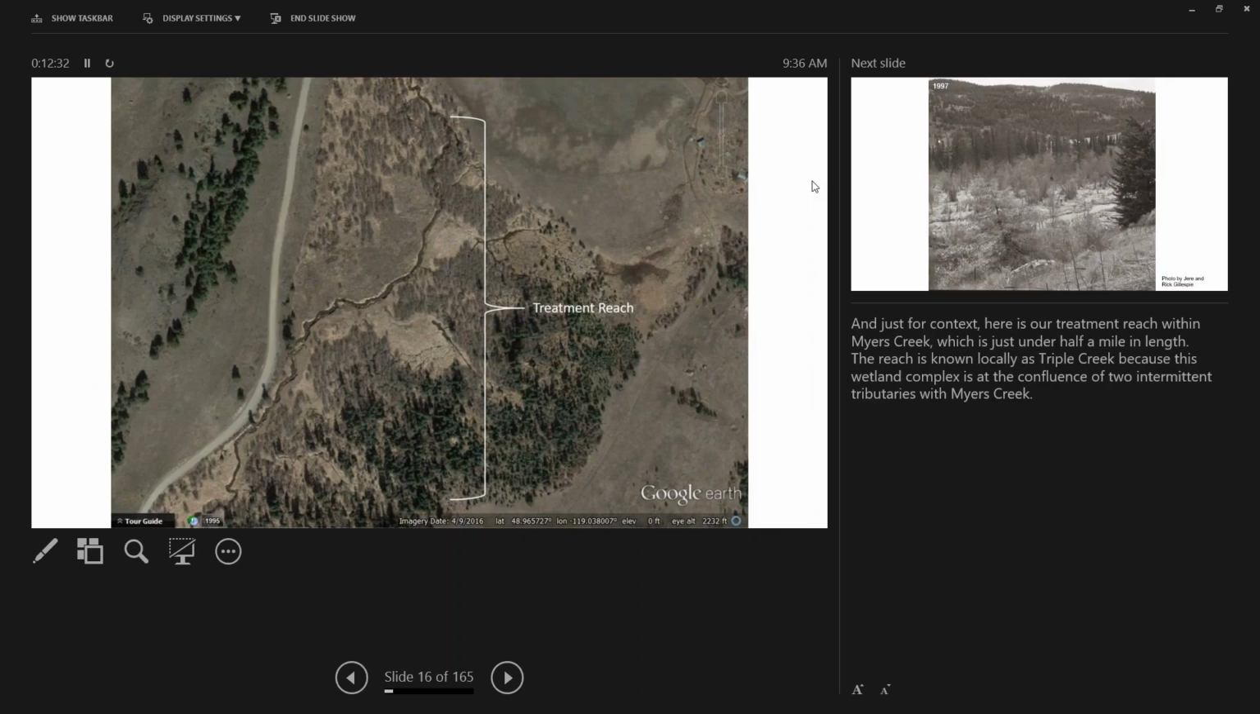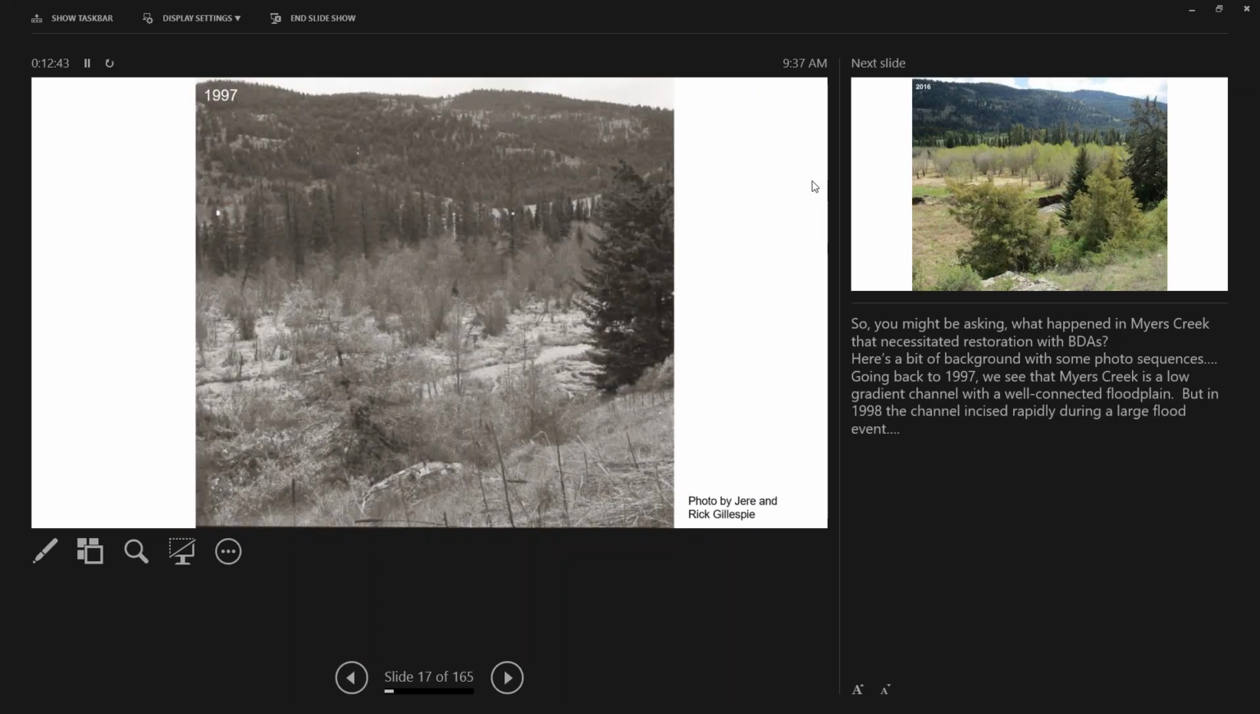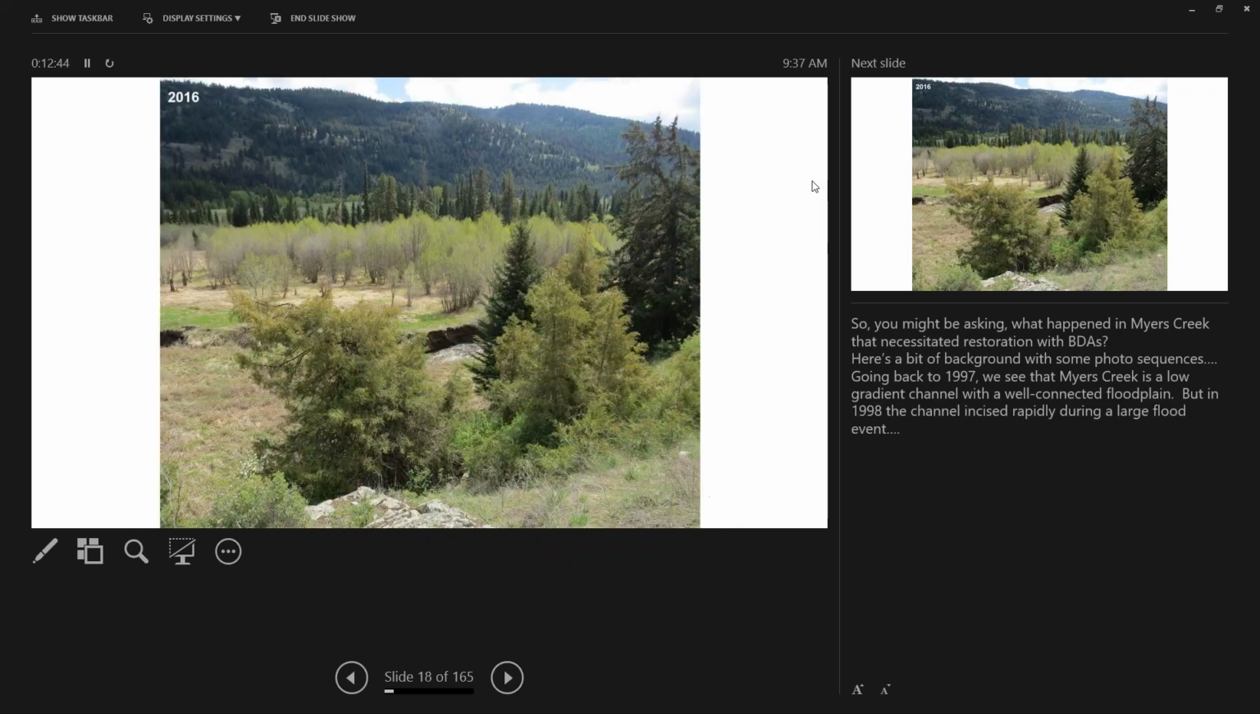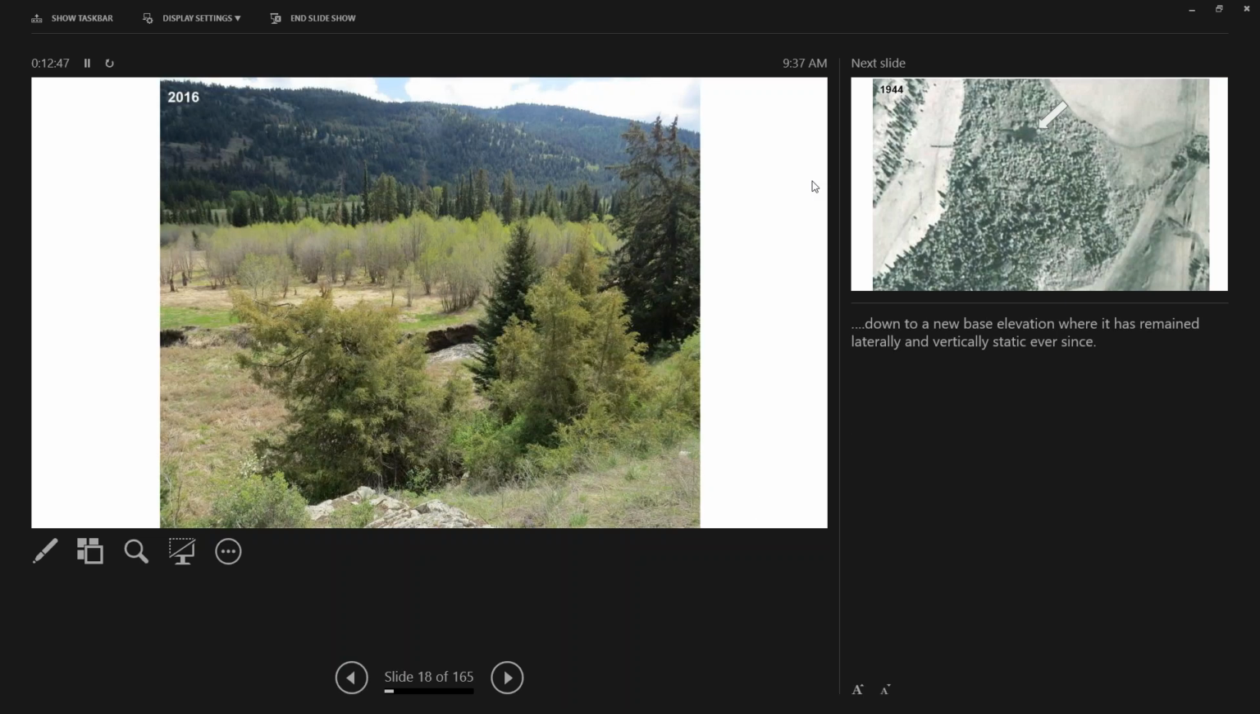Here's our treatment reach. When we started our project, we were working with 1,800 feet of stream. We have a lot more length of stream now, and I'll share more about that later. Here's this photo again, just so you can see it a little more clearly, before and after the incision. We were working with cut banks of 10 to 12 feet when we started.